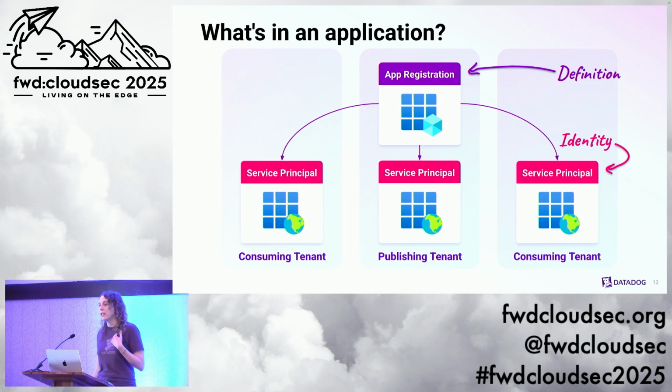If I create a user management application and I decide to consume it, then I'll have a service principal and an app registration in my Entra tenant. I created the app and I'm using the app. If you then decide you want to install that user management app in your environment, you'll have a service principal added to your consuming tenant and be able to give it the same permissions that my application has in order to use it in your environment.